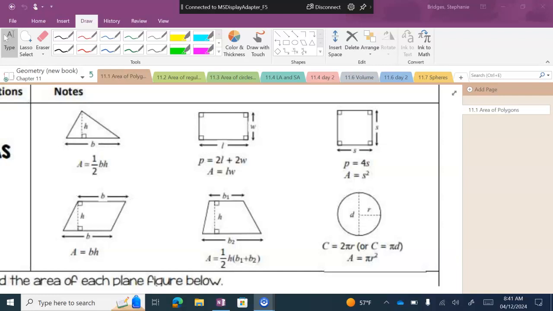Sometimes in these pictures, they're going to give you more than you need. So you have to pay close attention. What's the next shape in the middle at the top? Rectangle, right? And it says area is equal to L times W. That stands for length times width.